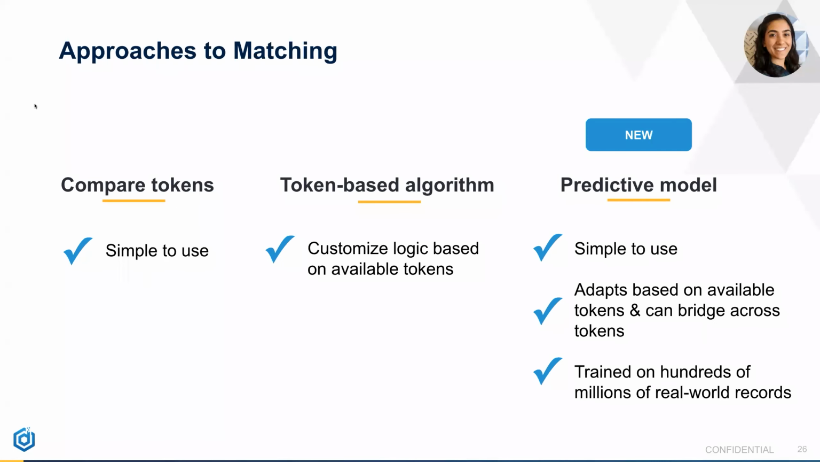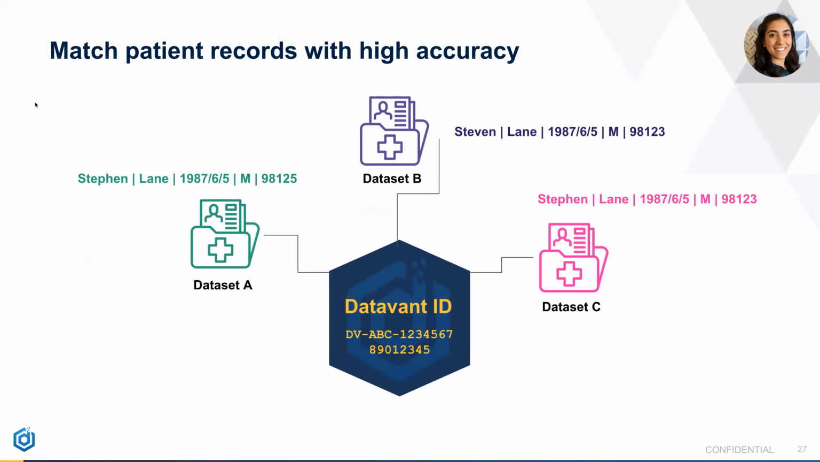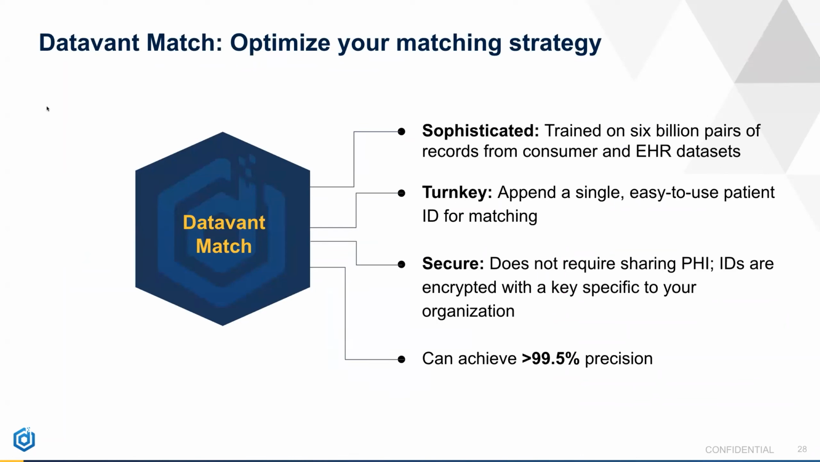So talking through an example, there are 3 instances on this slide of Stephen Lane, with different zip codes, different name spellings, as you can see. Datavant Match is able to recognize that these records are indeed the same patient and assign them a single Datavant ID. What's really great about this new match offering is that it not only introduces a more sophisticated level of matching, but it's really a simple turnkey experience to use.